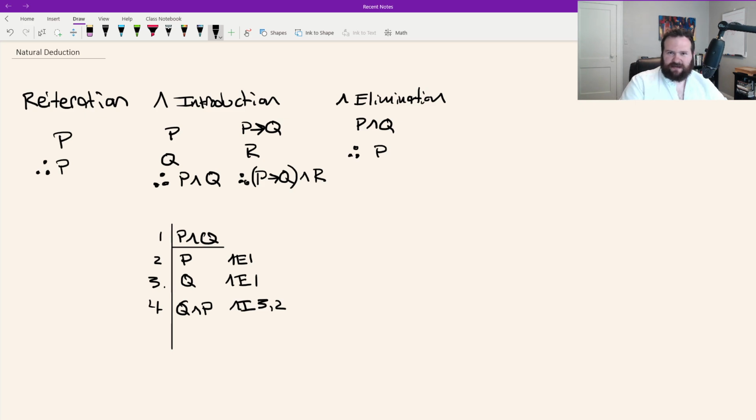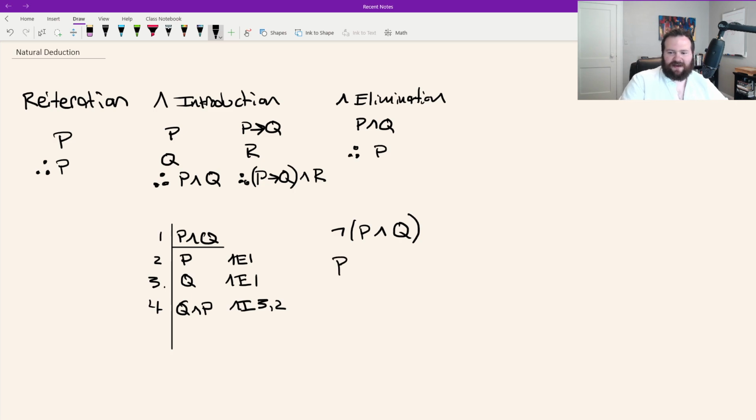More technicalities about conjunction elimination. You can only do this if conjunction is the main connective. So if you have something like this, for example, it's not the case that P and Q, you cannot use conjunction elimination here. Why? Well, it's because this is a negation. It's not a conjunction, right? You can only use conjunction elimination if it is the main connective.